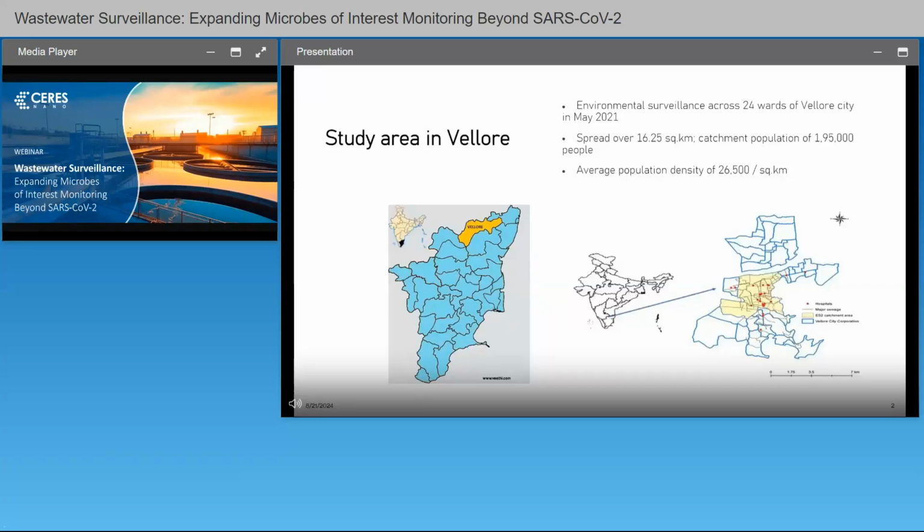It is a district in the north of Tamil Nadu, and the wastewater surveillance occurs across 24 wards of Vellore city. Wards are just an administrative unit that we use here in India, and it's spread over 16.25 square kilometers, with a catchment population of 200,000 and an average population density of around 26,500 per square kilometer. This population has been under a demographic health surveillance system run by Christian Medical College for the past several years. The population is censused by the community health department in Christian Medical College, Vellore, and they are geo-referenced, and we also have data on the sewage drains and the water drains.